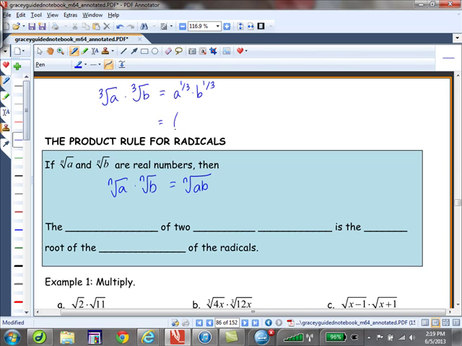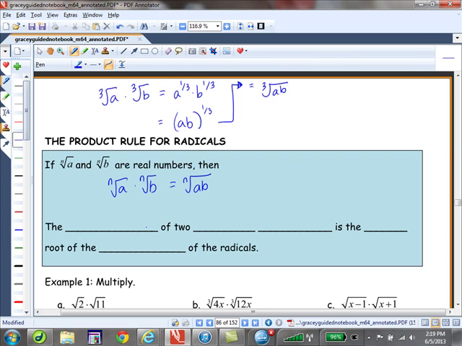But remember that that's equivalent to ab all raised to the 1/3, which in turn is equivalent to the cube root of a times b. So that's why this rule works. It all comes from properties of exponents. So if you're ever unsure, if you're making up your own math or anything, then revert to rational exponent notation and see if you're following the rules.